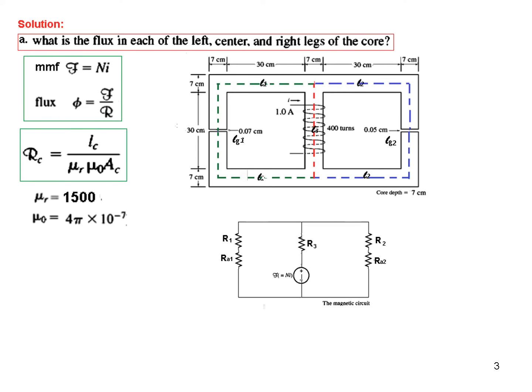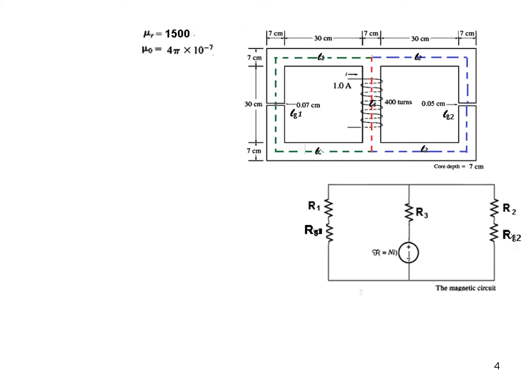And just for our ease, I have named them. This arm is called L1, its length. Length of the air gap is Lg1, length of gap. Then L2, length of gap is Lg2, and this length is L3. Okay, so let's find all the reluctances. These are the parameters we have already learned. So R1 first. For that we have to calculate L1 and A1.